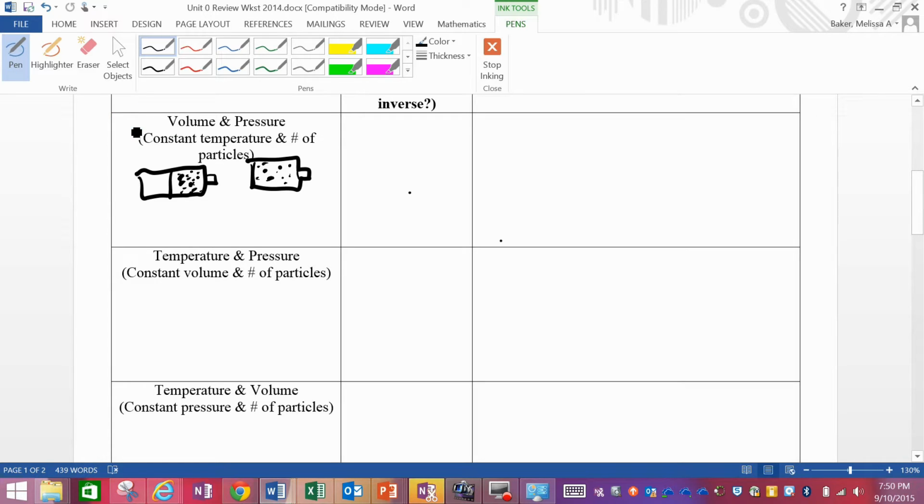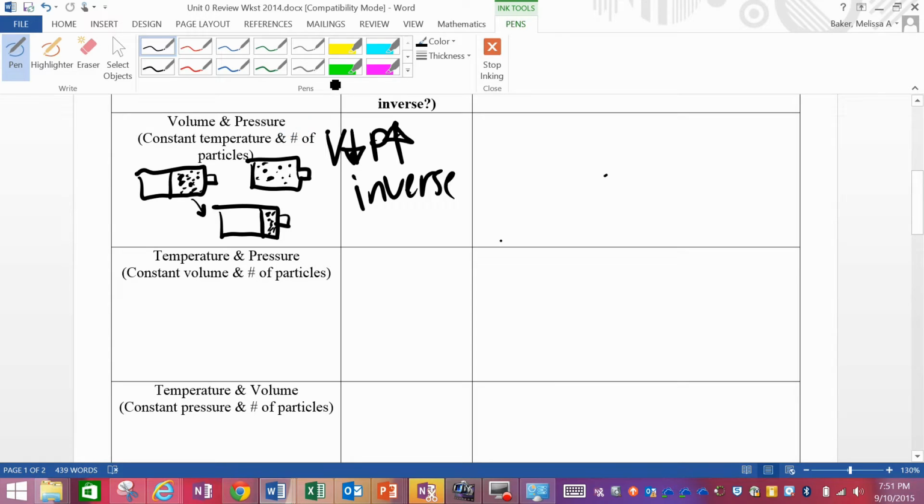It looks like I drew more. I wasn't counting. Okay, so let's think about it the other way. What if you decrease the volume in this syringe and you give the particles barely any space to move around? Now they're going to be colliding a lot more frequently. The pressure's going to go way up. So since the pressure goes up when the volume goes down, those are opposites, and that's an inverse relationship.